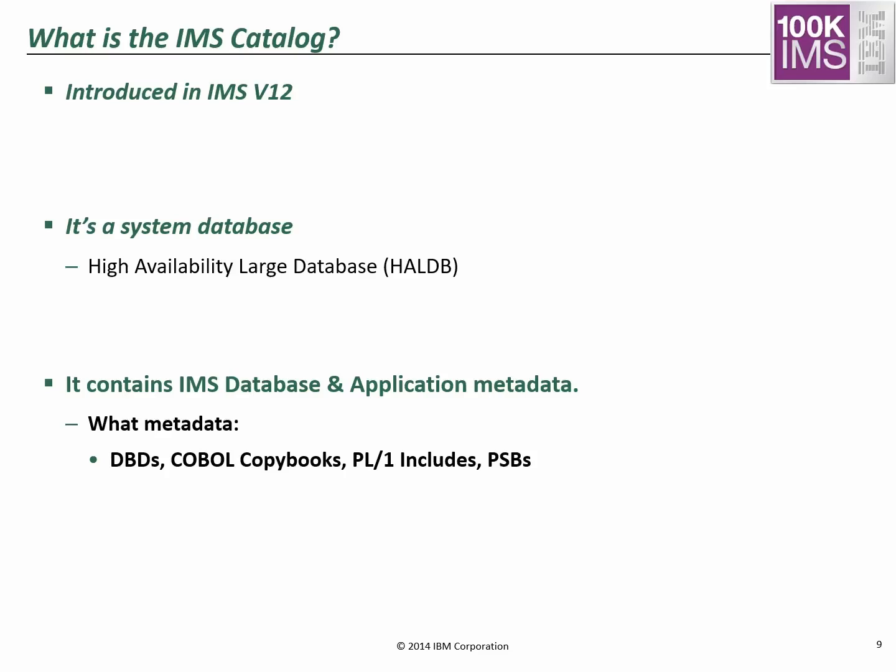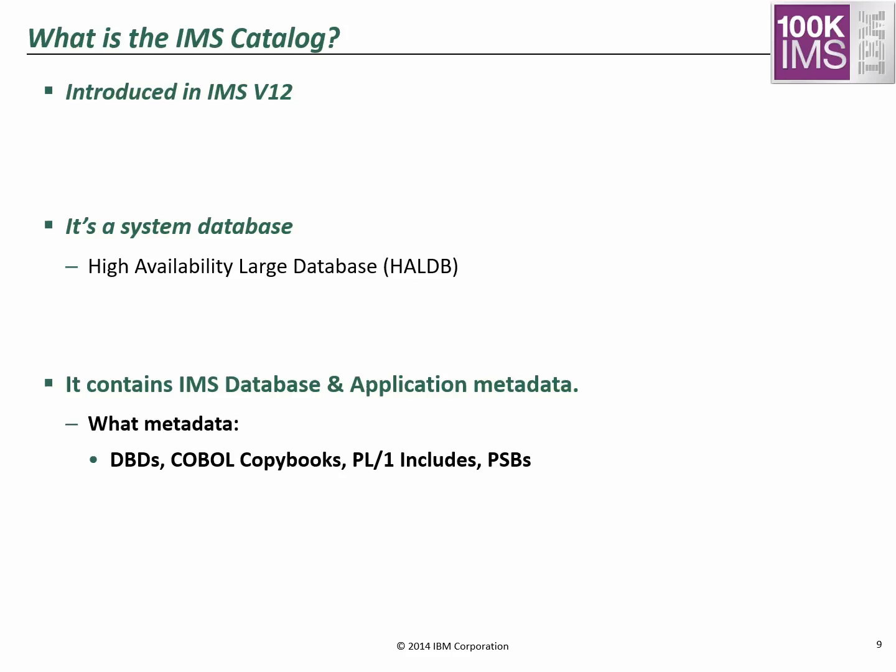You don't have to implement the catalog today, but eventually you will have to. But for now, it's still optional. I like to refer to it as a system database. As I mentioned, it's a database. And there are different types of databases in IMS, right? There's HDAM, there's HIDAM, and there's DEDB. So what type of database is the catalog?